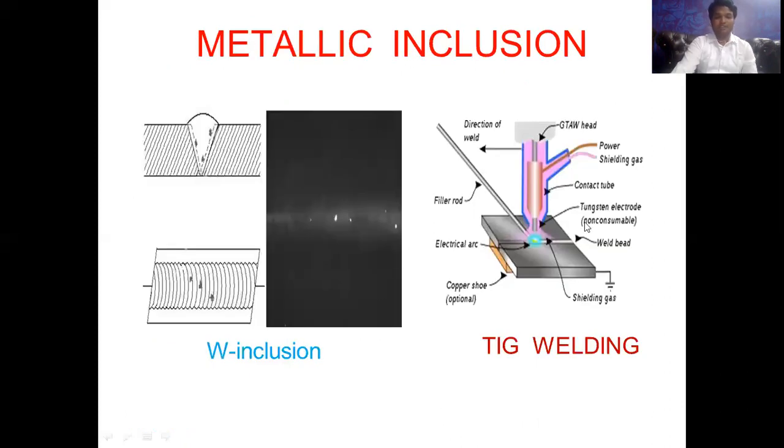So we can see the inclusions of tungsten in the radiography. These are the large white spots, the tungsten inclusions. This is seen especially in TIG welding, where the tungsten electrode is non-consumable. But when you raise the temperature and use high current, this electrode melts and forms an inclusion in the weld bead.